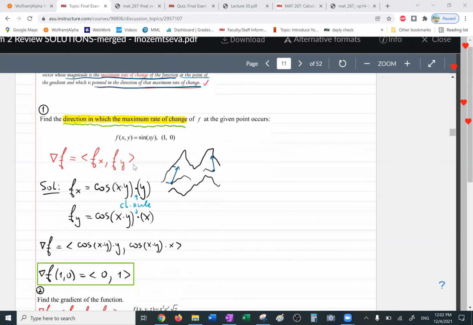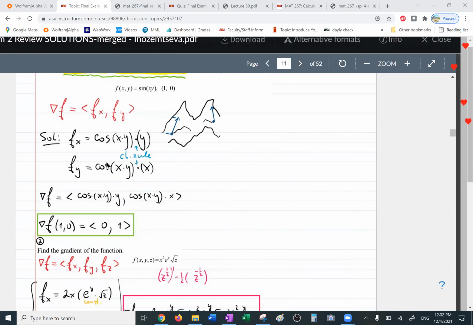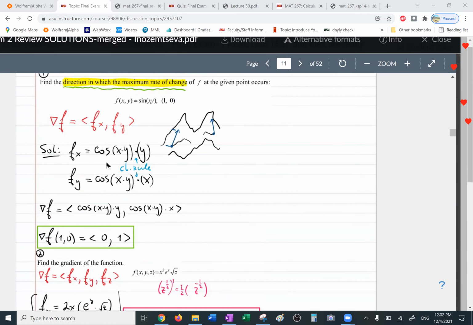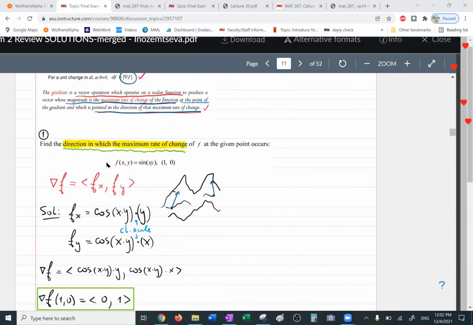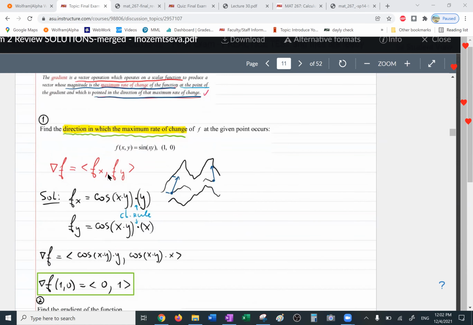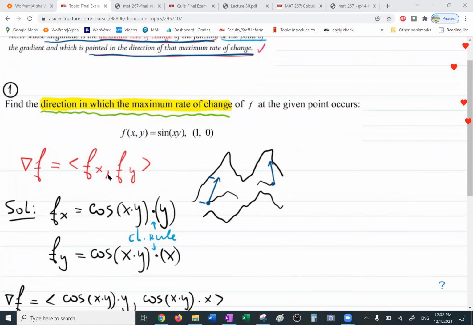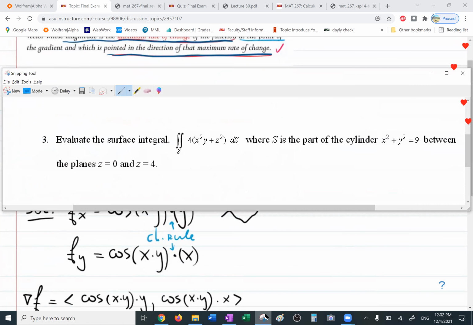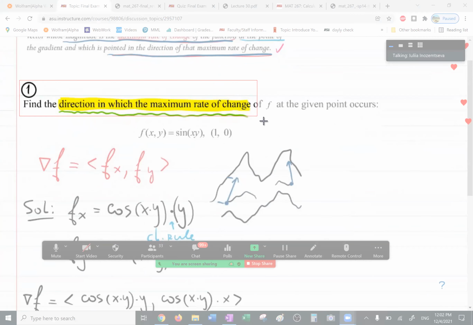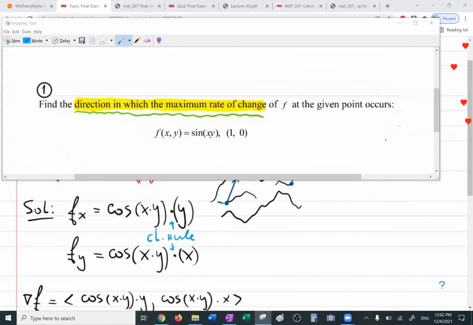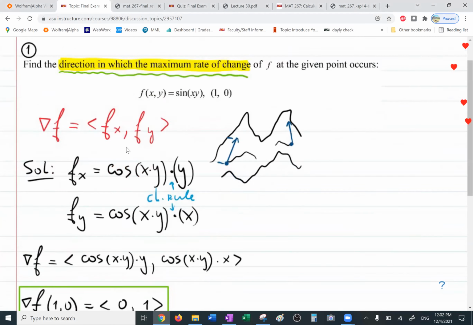Gradient was just a collection of derivatives. Maximum, minimum, we just did it right now. Remember there was a problem asking for this. Let's do this problem. How do you know? It will not tell you the word gradient. So you have to understand that it is gradient.